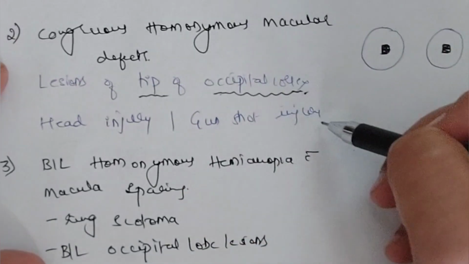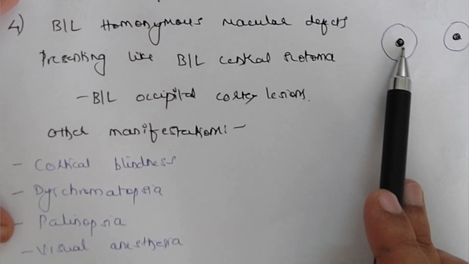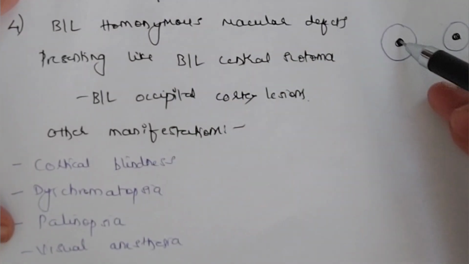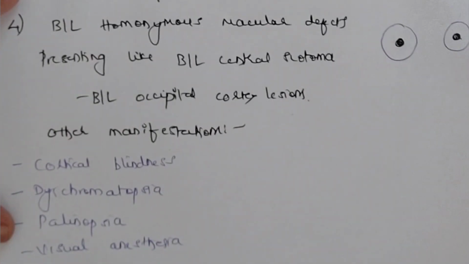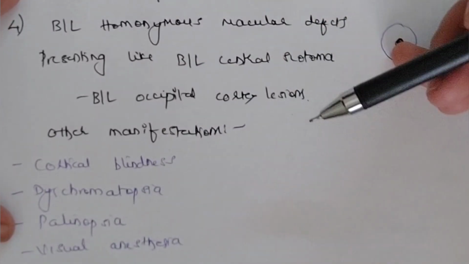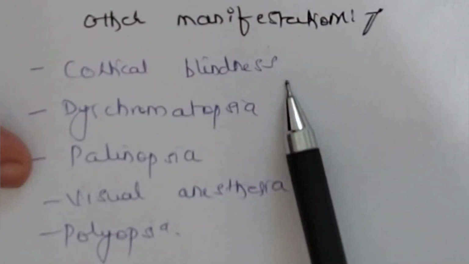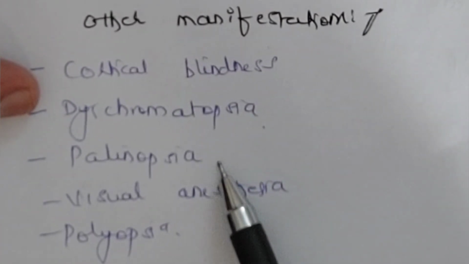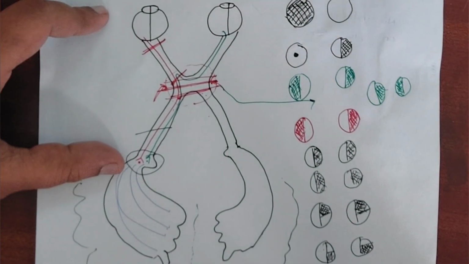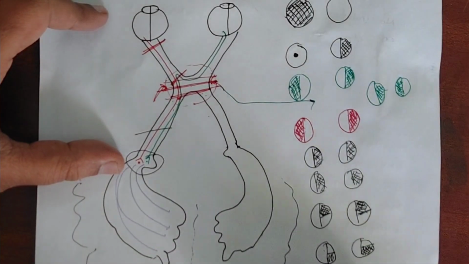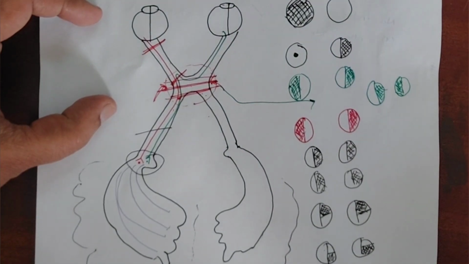It is seen in head injury and gunshot injuries. And there can be bilateral homonymous macular defect presenting like bilateral central scotoma in case of bilateral occipital cortex lesion. So just write these three diagrams and mention the causes. So other manifestations whenever there is occipital cortex involvement are cortical blindness, dyschromatopsia, palinopsia, visual anesthesia and polyopsia. Okay. So whenever this question on the lesions of the visual pathway is asked, write this diagram and write the corresponding field defects on the other side and give a little bit of explanation which I told just now.